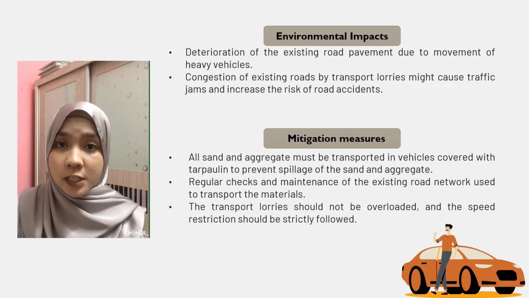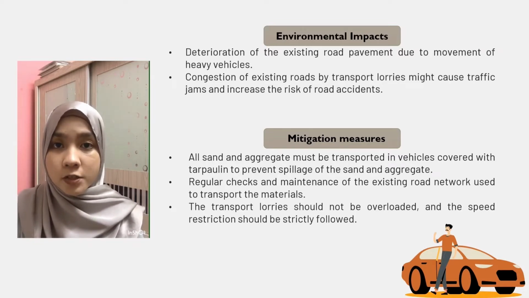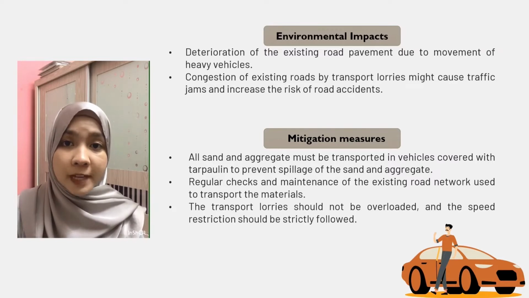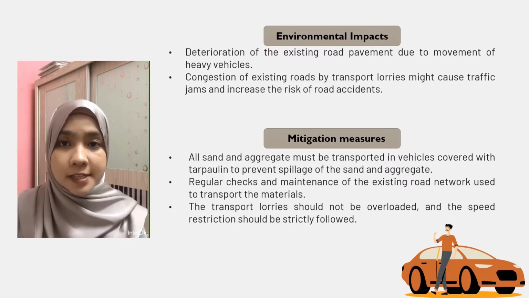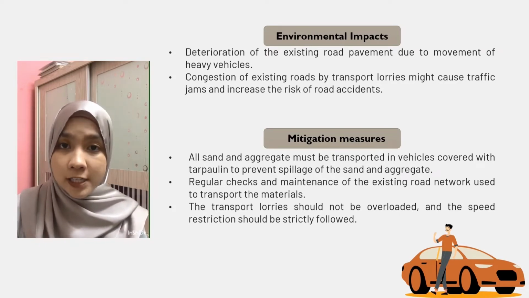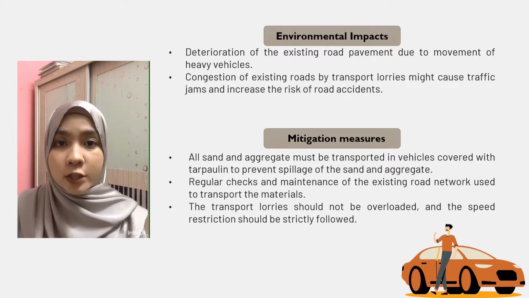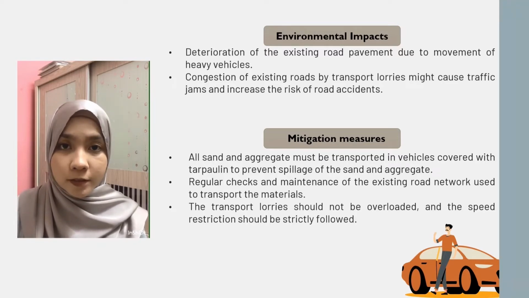The mitigation measures to reduce the environmental impacts that have been mentioned before are: the first one, all the building materials must be transported by using vehicles covered with tarpaulin to prevent spillage of these materials. Next, do regular checks and maintenance of the existing road network used to transport the materials. Lastly, the transport lorries should not be overloaded and the speed restriction should be strictly followed.